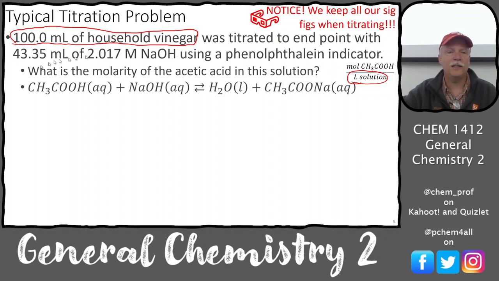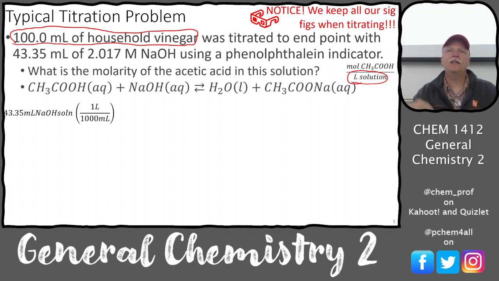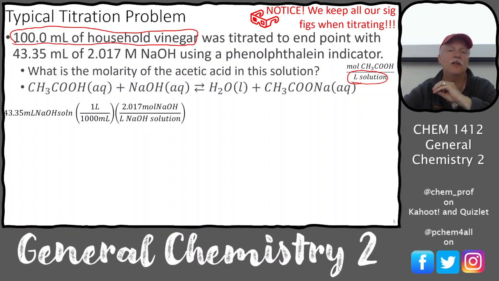Here's your balanced chemical reaction. We have the acetic acid reacting with sodium hydroxide to give water and sodium acetate. And so we start with 43.35 mL of sodium hydroxide solution. Let's go ahead and get out of milliliters and get into liters so that we can use the molarity. Okay, what do you think is next? Yeah, so we'll use the molarity so we can get to moles of sodium hydroxide. We're trying to get closer and closer to the moles of acetic acid. So let's go to moles of sodium hydroxide.